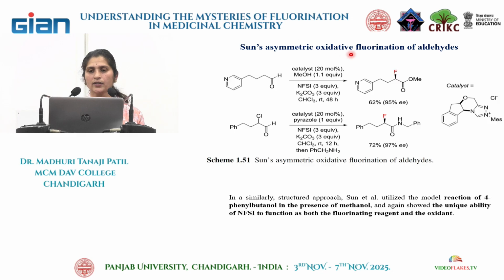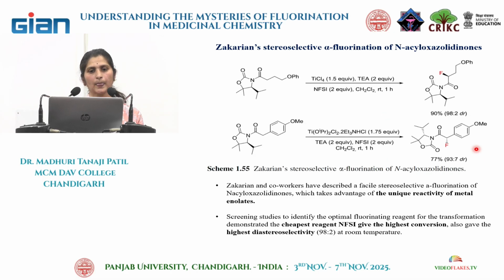Sun's asymmetric oxidative fluorination of aldehyde. Again here NFSI is introducing fluorine at the alpha position. It is also acting as an oxidizing reagent, so that's why the aldehyde is getting converted into the corresponding methyl ester. This is a reaction you can do with 1.1 equivalent of methanol. Okay, so you will get this again, and obviously you have to use this kind of catalyst.